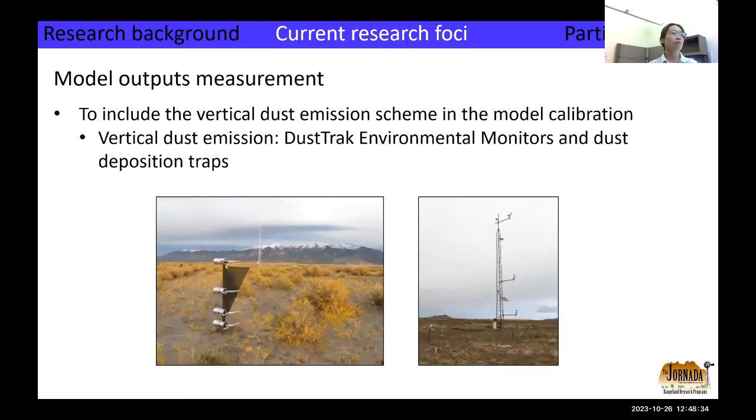So for the model output measurement, we will include the vertical dust emission scheme in the model calibration. This is the part that our model hasn't included because of data limitations on the dust measurement collection. So that's the part we will work on.